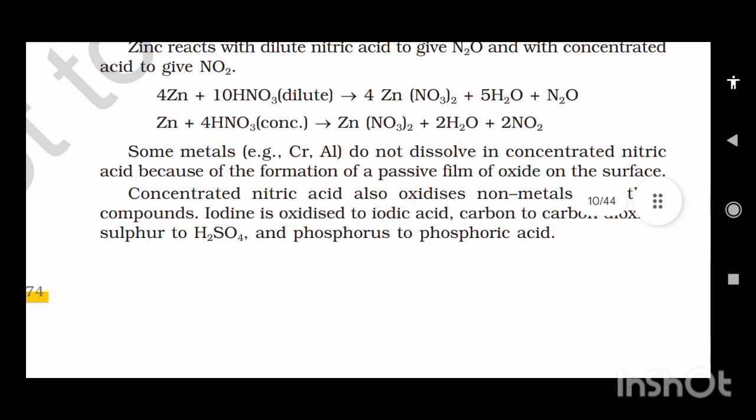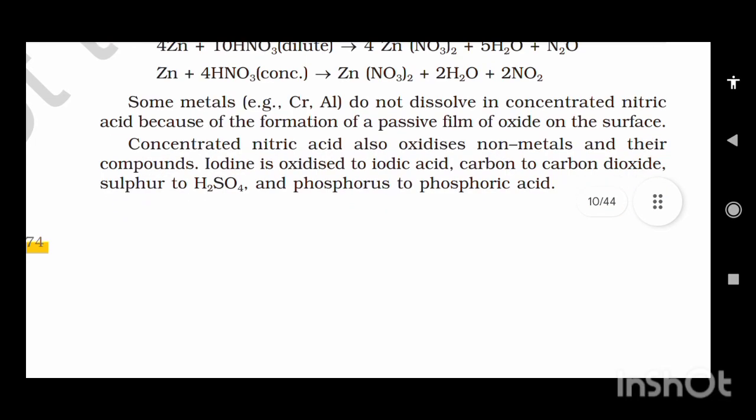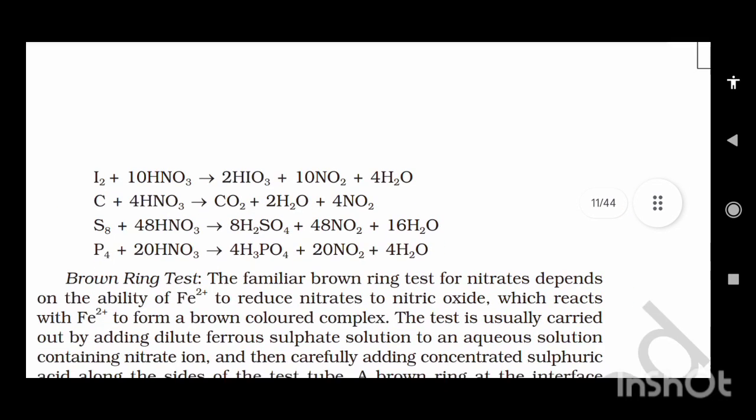Some metals do not dissolve in concentrated nitric acid because of the formation of a passive film of oxides on the surface. Concentrated nitric acid also oxidizes non-metals and their compounds. Iodine is oxidized to iodic acid, carbon to carbon dioxide, sulfur to H2SO4 and phosphorus to phosphoric acid.